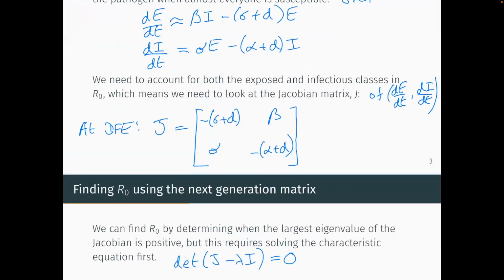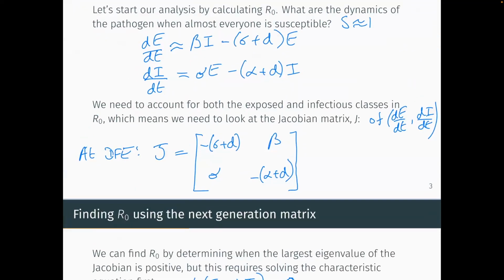So in our original matrix, where are our new infections coming in? Which terms within this Jacobian correspond to new infections? It's not a trick question, don't worry.